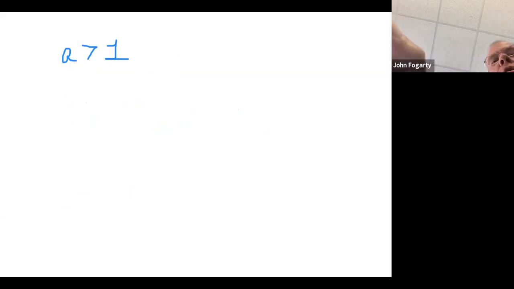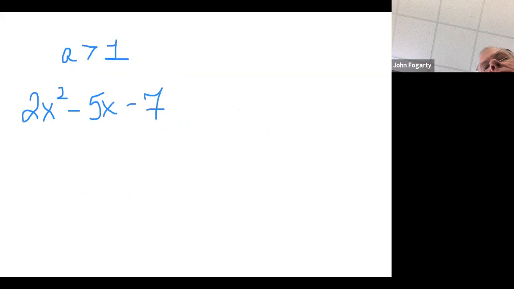Ready? So we got 2x squared minus 5x minus 7, and you're asked to factor that. When you're asked to factor it, you know you're going to get two binomials. Why? Because it's a quadratic trinomial: a quadratic term, a linear term, and a constant term.